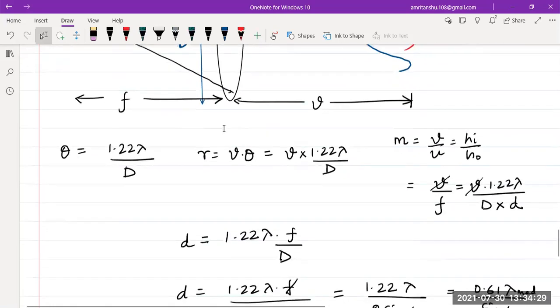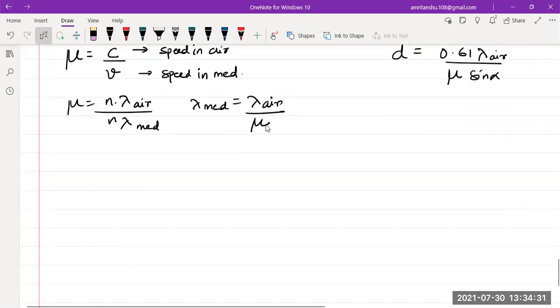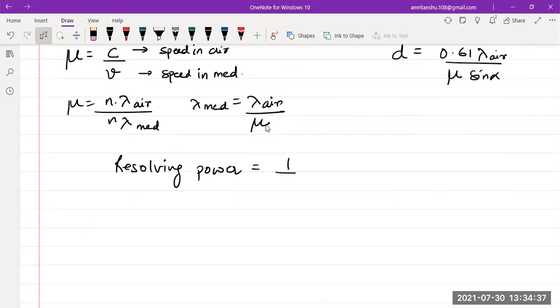And what is the resolving power of a microscope? Resolving power of a microscope happens to be 1 by d, which is equal to mu sine alpha upon 0.61 lambda. Lambda, again I repeat, is the lambda of light in air. Here you have to make a choice carefully. Now, what is the meaning of this?